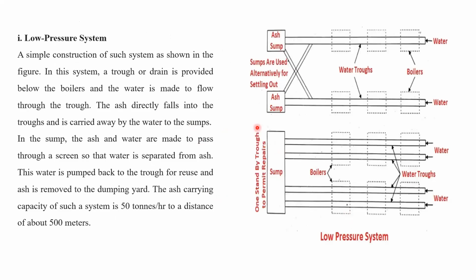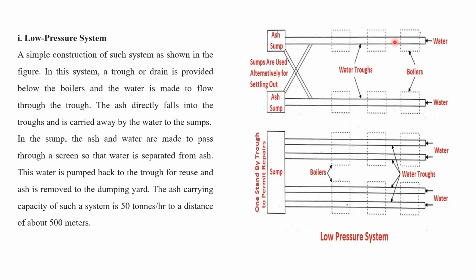In the low pressure system, I will explain with the figure itself. You will be seeing these water troughs, the dark lines, and water is flowing through these troughs. First, concentrate on this. These are the boilers you are seeing. From the boiler furnace, the ash is falling onto these troughs, and with the help of high velocity water, it is being sent to the ash sump.